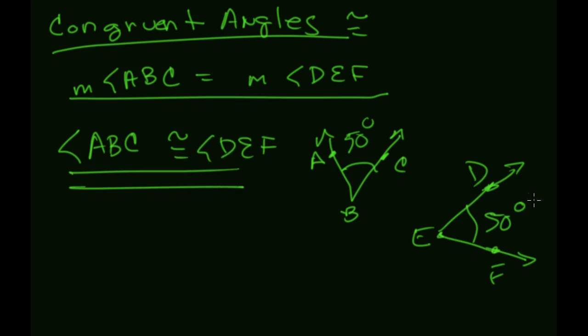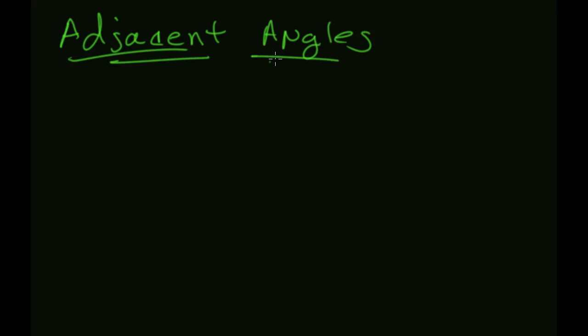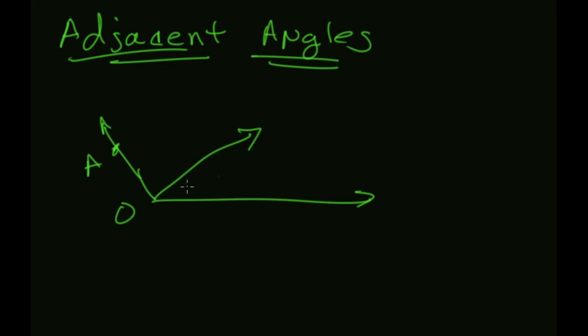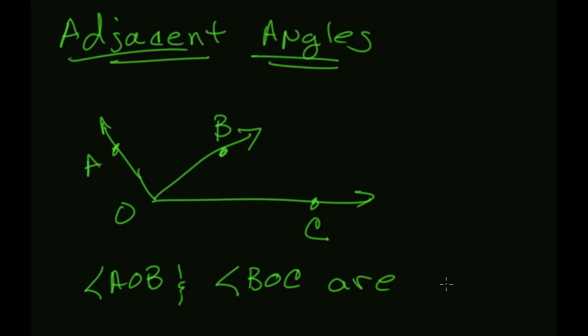So congruence has nothing to do with where the angles are located. It's just saying that the measure of the two angles is the same. I do have a way to talk about the position of angles. We can call these adjacent angles. And adjacent is just like a fancy word for next to. So let's say I have a drawing like this, and I have an angle AOB, and I have an angle BOC. Then I can say that angle AOB and angle BOC are adjacent.